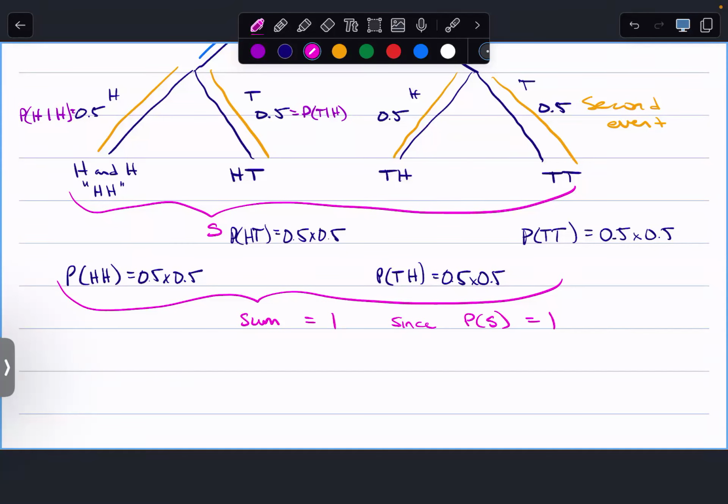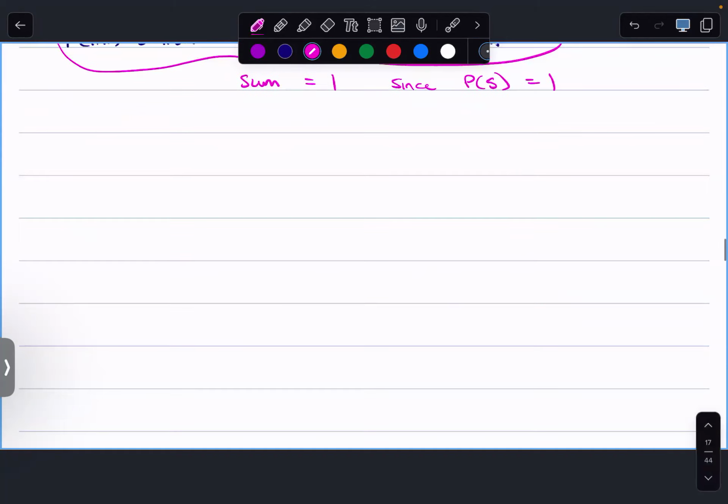Okay. We ready to map the previous information into a tree diagram? Well, whether you're ready or not, here we go. So now, we will map the previous information.